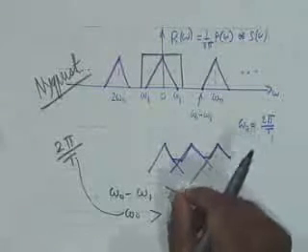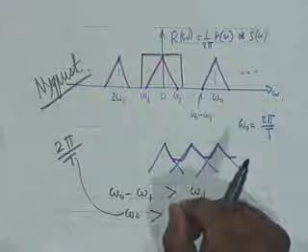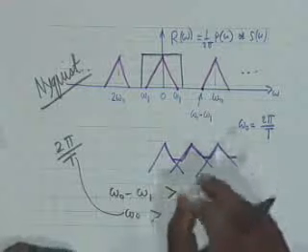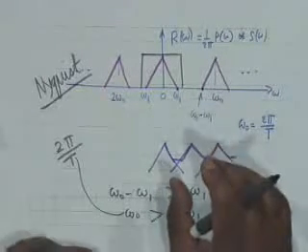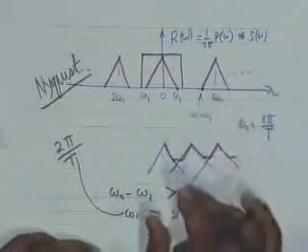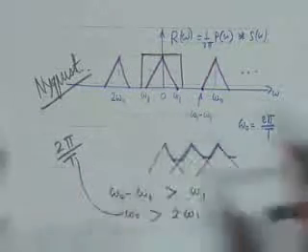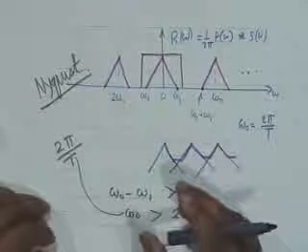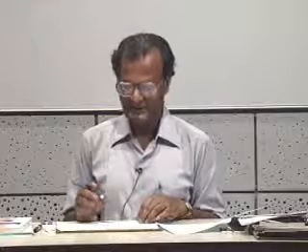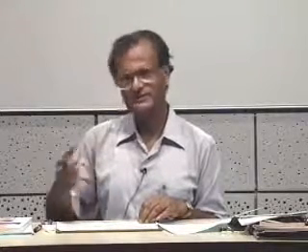Nyquist stated that if you sample a given continuous time signal at a frequency which is at least twice the highest frequency content of the signal, then the spectrum of the signal remains intact or undistorted. The only thing that happens is that it becomes repetitive, it becomes periodic. However, you can extract the signal back if you pass it through a low pass filter like this.